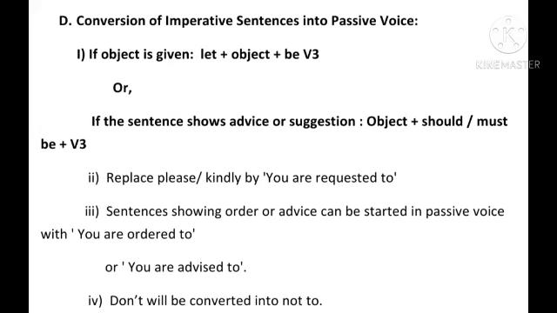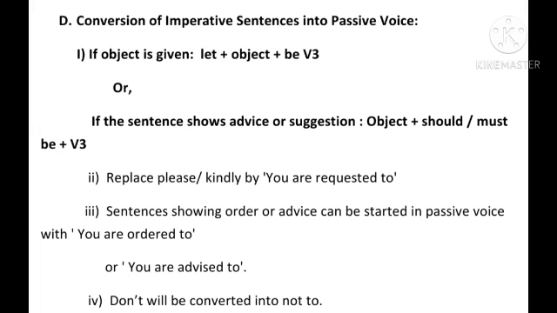Now let's see conversion of imperative sentences into passive voice. If object is given, the structure will be let plus object plus be plus third form of the main verb. Or if the sentence shows advice or suggestion, then in that case object plus should or must plus be plus third form of the main verb.